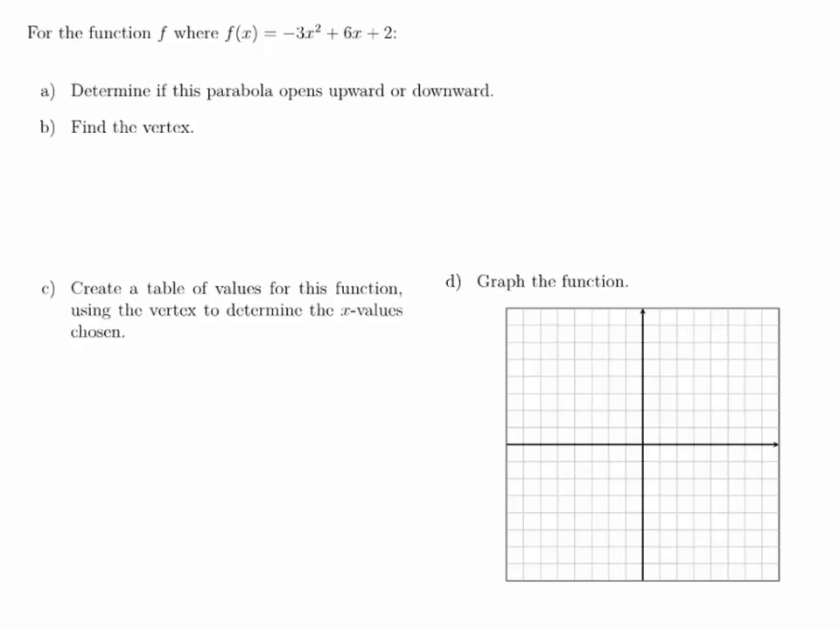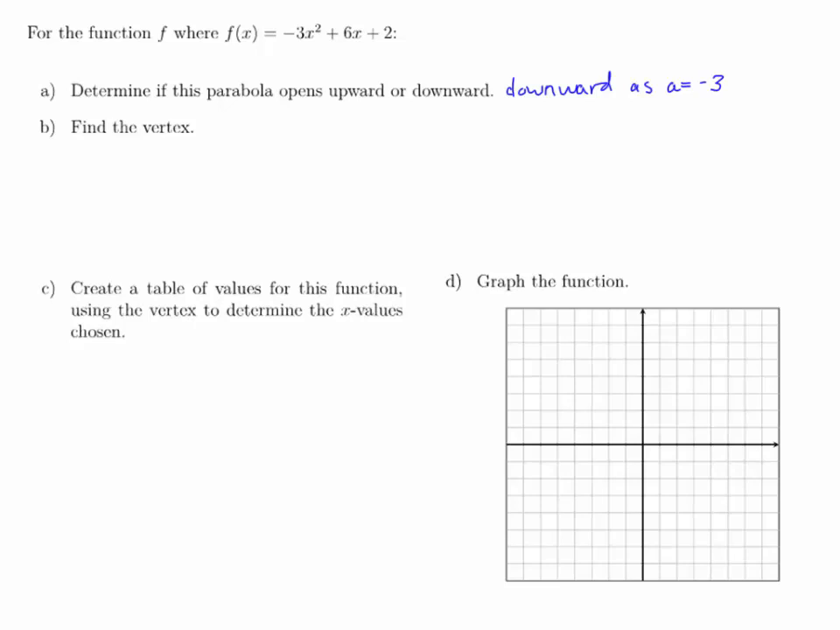So let's get started. With regard to whether this opens upward or downward, we want to look at the leading coefficient. As we look at this, we see that we have negative 3x squared as the leading term. So that leading coefficient is a equals negative 3. So this parabola is going to open downward, as a is equal to negative 3. It's a negative number, so that negative sign on the leading coefficient indicates that the parabola will open downward.